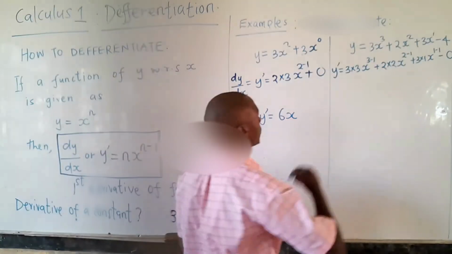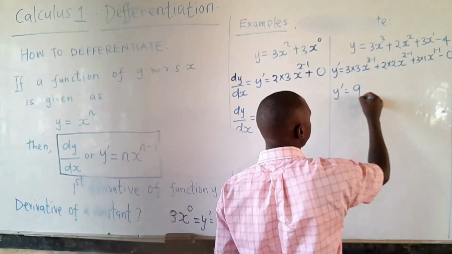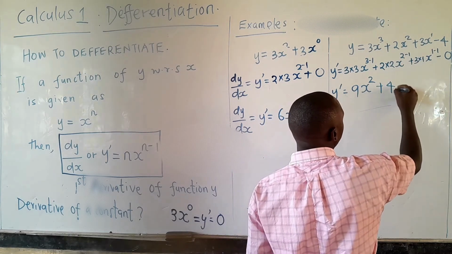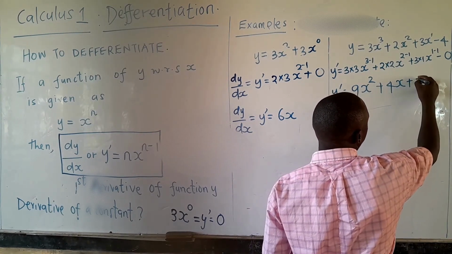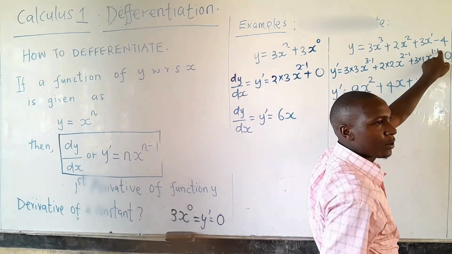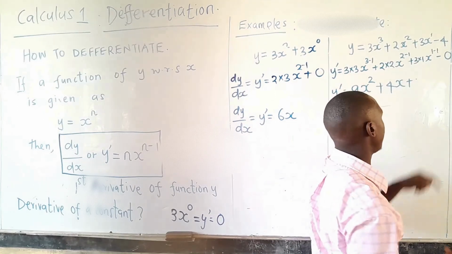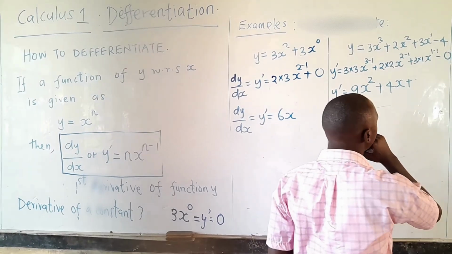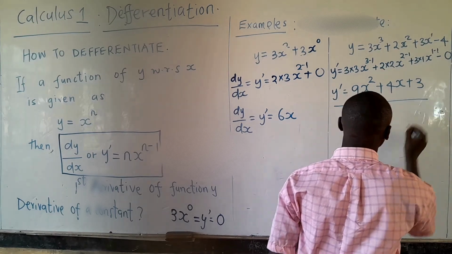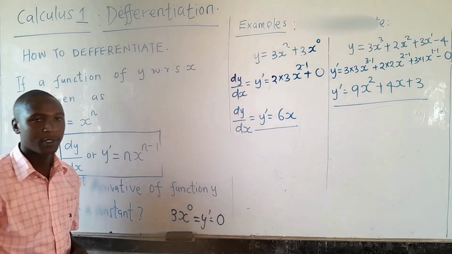And therefore, the solution for this, y prime, is going to be 9x squared plus 4x plus x raised to 1 minus 1. 1 minus 1 is 0. Any number raised to 0 is 1. Therefore, we have 3. And that becomes the derivative of those two functions. So that's how it's done.